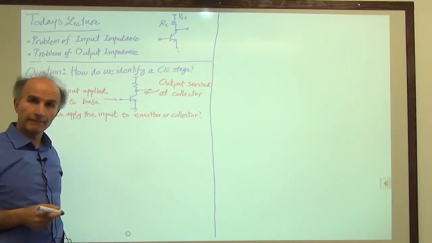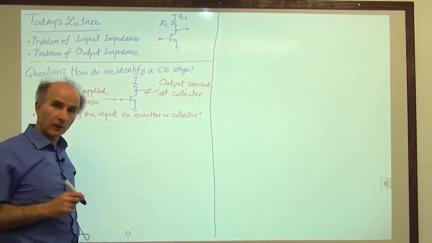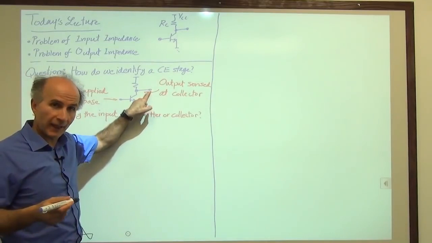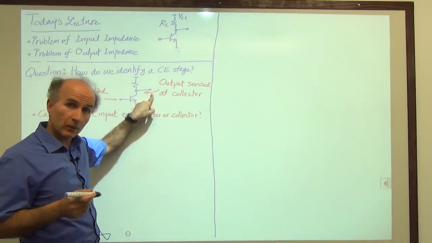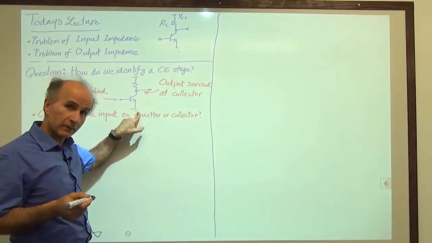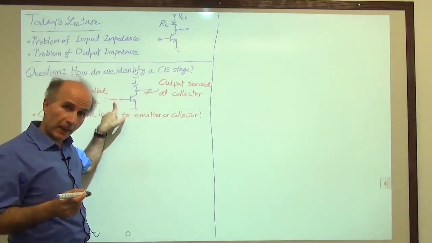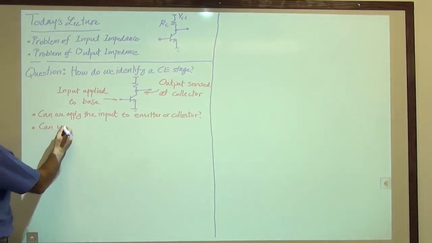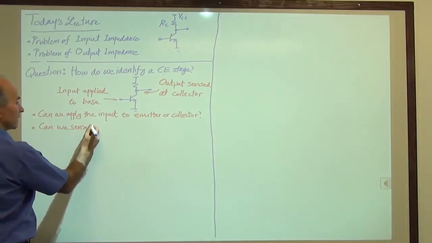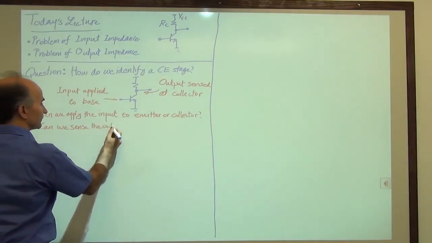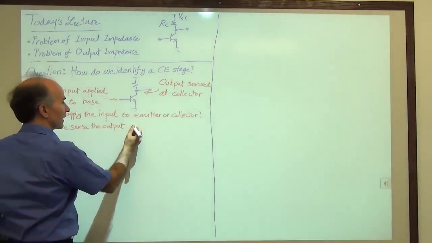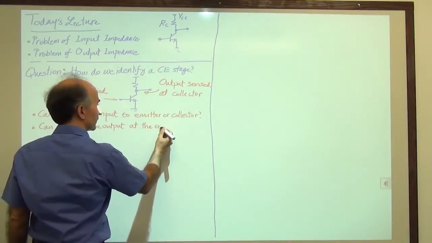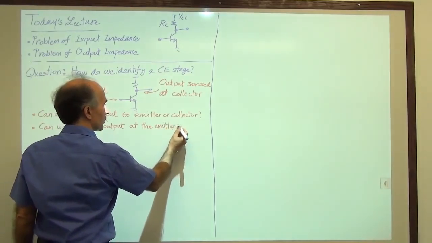That's an important question. Now, another question is the following. We have sensed or measured or taken the output at the collector. Is it possible to take the output at the emitter? Is it possible to take the output at the base? So we say, can we sense the output at the emitter or base?